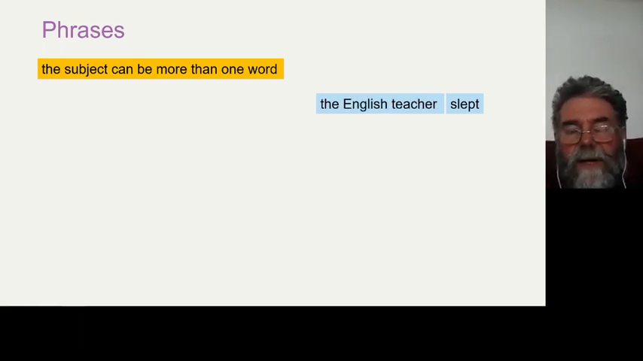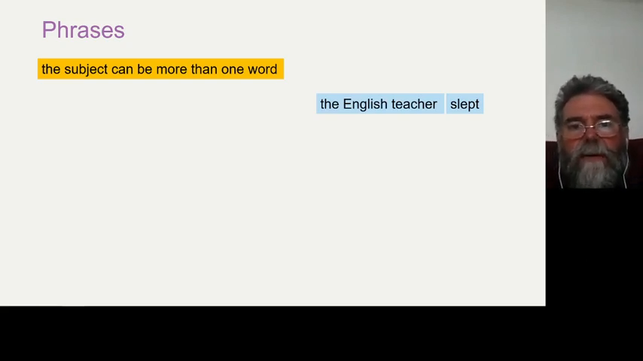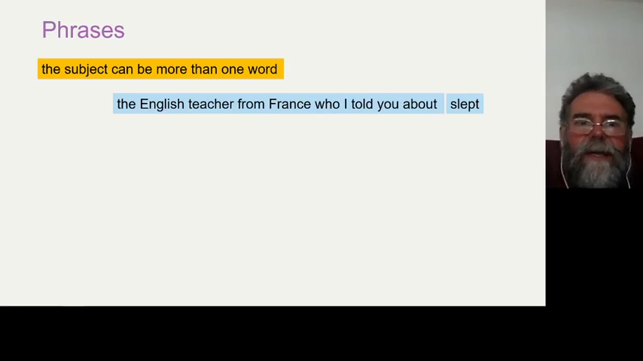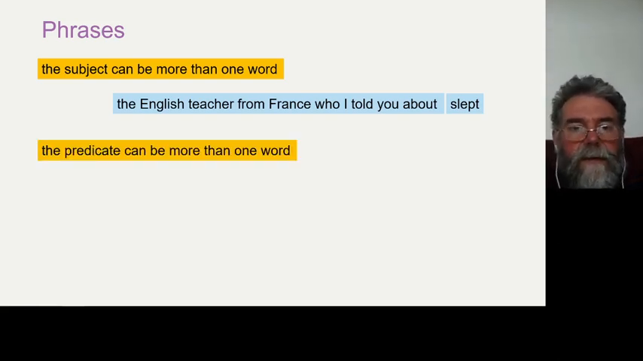Furthermore, we could expand it even further. So the English teacher slept. We've got three words instead of the one that we started with. Or even more than that, the English teacher from France slept. Or the English teacher from France who I told you about slept. In all of those cases, that first group of words acts as the subject and therefore occupies exactly the same position. The same thing can be said about the predicate.